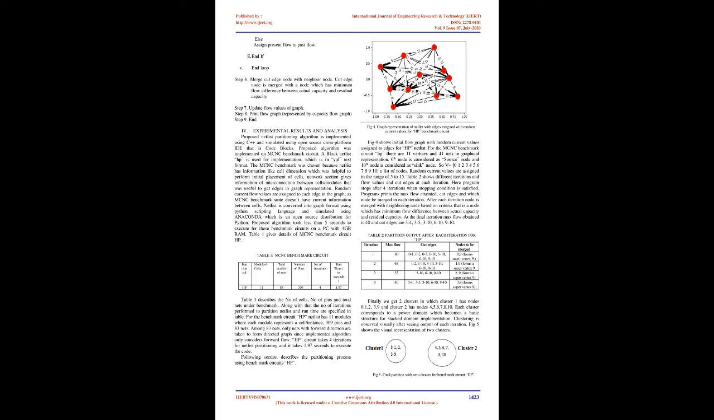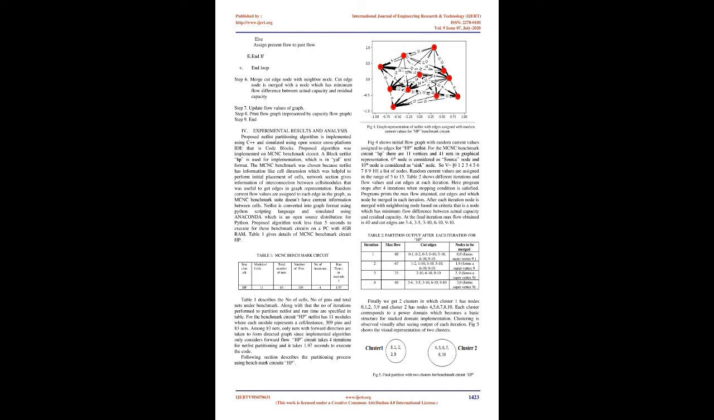The proposed netlist partitioning algorithm is implemented using C++ and simulated using an open source cross-platform IDE, that is Code::Blocks. The proposed algorithm was implemented on the MCNC benchmark circuit. A block netlist HP is used for implementation, which is in YAL text format. The MCNC benchmark was chosen because the netlist has information like cell dimension, which was helpful to perform initial placement of cells. The network section gives information of interconnection between cells/modules that was useful to get edges in graph representation.